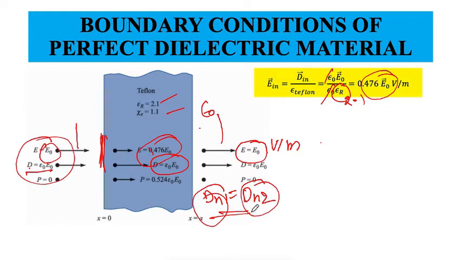You can similarly find the polarization inside, and I will leave this as an exercise to show that it is 0.524 times epsilon naught E naught. You can find this by the relationship between D and E in.